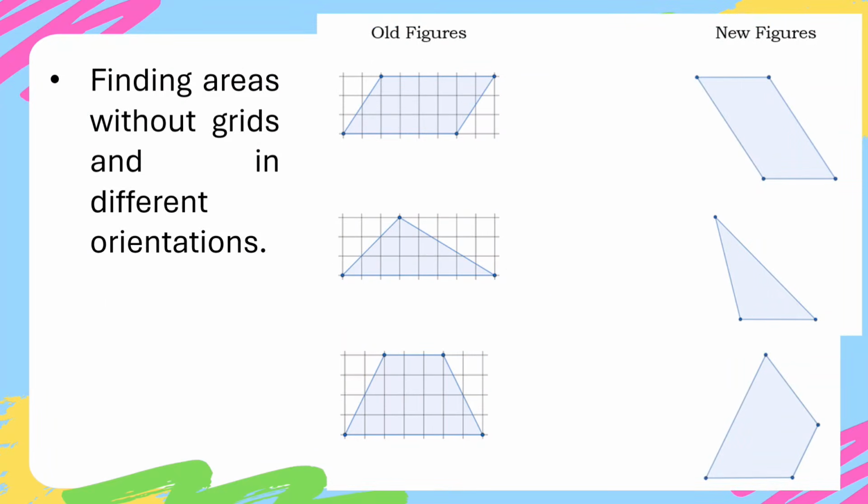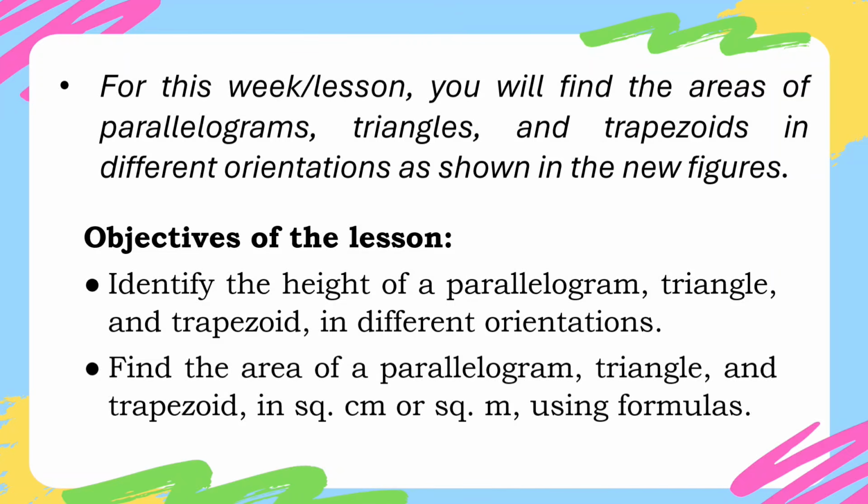Now, finding areas without grids and in different orientations. For this week or lesson, you will find the areas of parallelograms, triangles, and trapezoid in different orientations as shown in the new figures. Our objective of the lesson is to identify the height of a parallelogram, triangle, and trapezoid in different orientations, and find the area of parallelogram, triangle, and trapezoid in square centimeter or square meter using formulas.